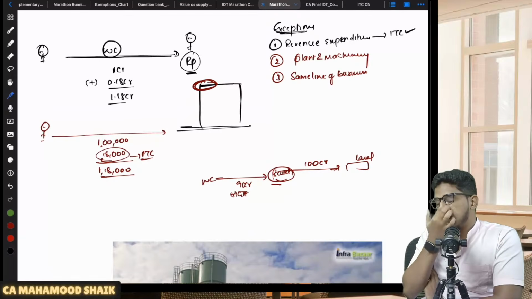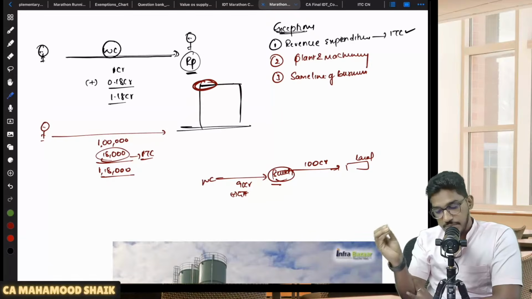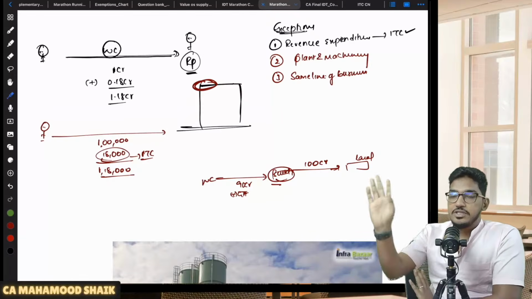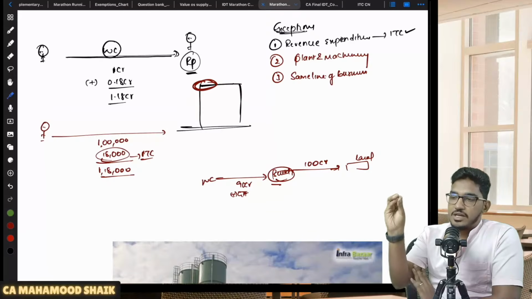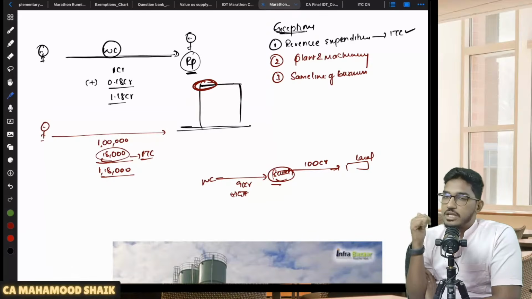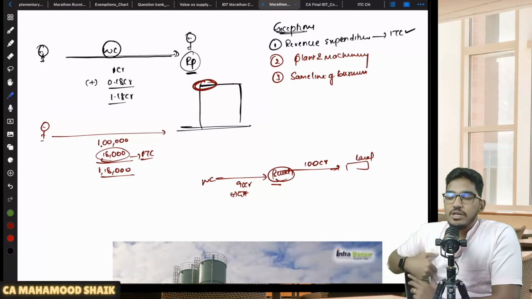Sir, what is a works contract? Works contract relates to such a service where supply of goods is also involved, supply of services is also involved in relation to an immovable property. If someone is providing services in relation to immovable property, which involves a supply of goods also and supply of services also, that I call a works contract.